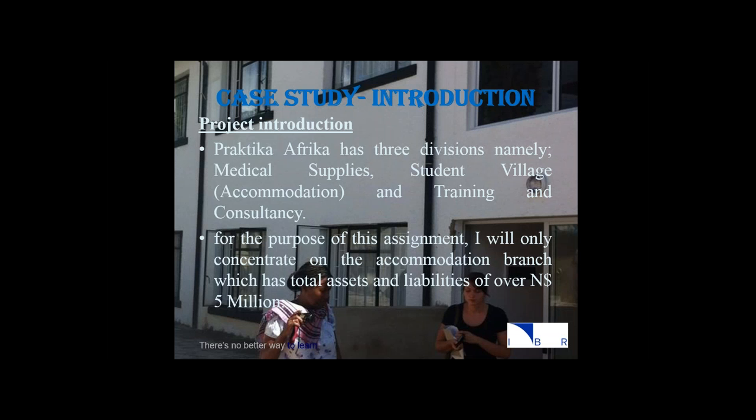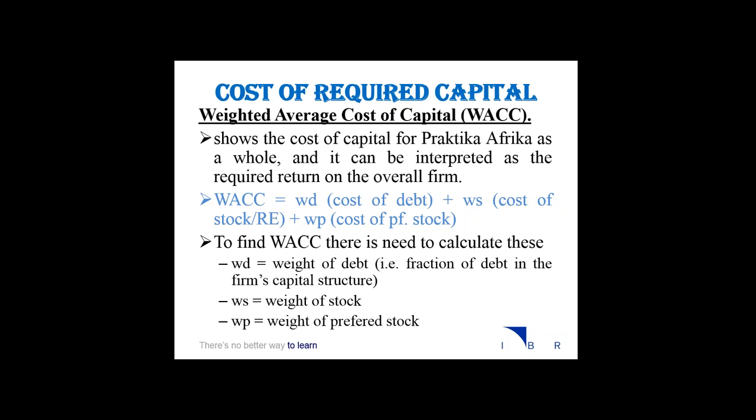Up to now, it's hosting 70 students. And in order to get the required cost of capital, we used the tool given by the reading, which I abbreviate as the WACC, the weighted average cost of capital. The WACC shows the cost of capital for Practica Africa as a whole, and it can be interpreted as the required return on the overall firm. There's a formula given in the mandatory reading on how to calculate the WACC.